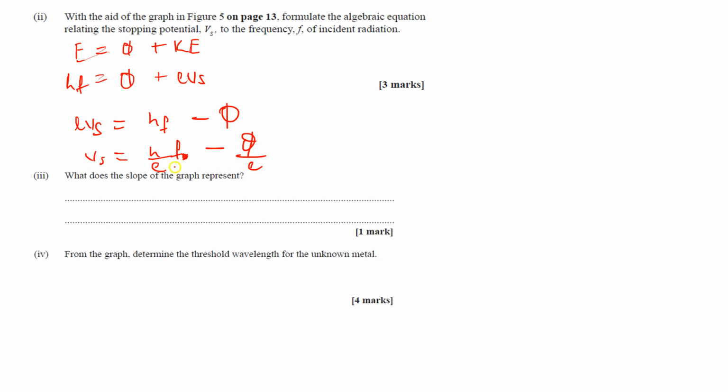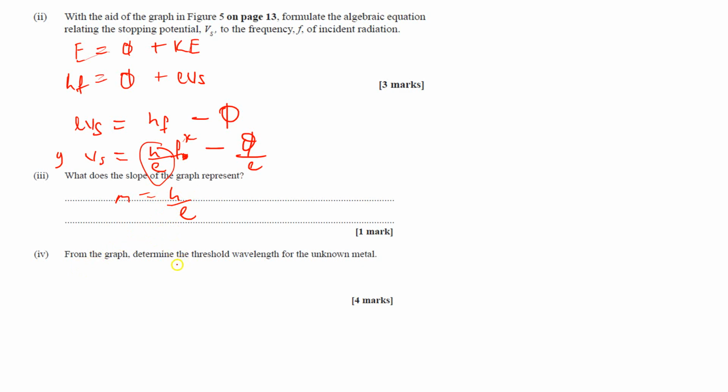So technically speaking, that is the equation mainly, that represents Vs and f. So this is your y variable, as you can imagine. f is your x variable, then what survives beside it, that represents your gradient. It says, what does the slope of the graph represent? So technically speaking, m is equal to h divided by e. So that's what the slope represents, h divided by e. Not Planck's constant in this case, but h divided by e.